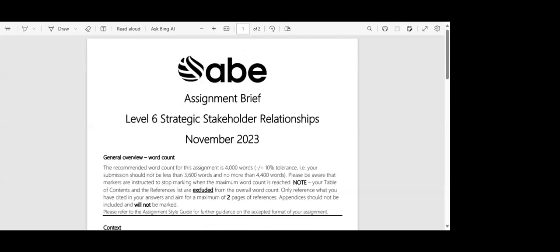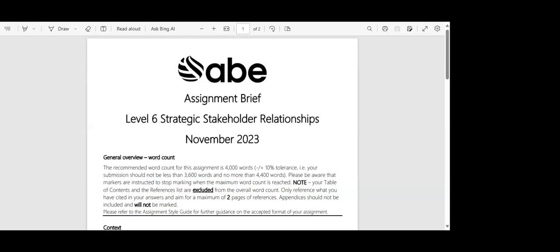So this is your paper. Earlier it was 3,000 words, but this time they have increased it. Your recommended word count for this assignment is 4,000 words, limited to between 3,600 and 4,400 words. So it cannot be less than 3,600 words or more than 4,400 words. Please be aware that markers are instructed to stop marking when the maximum word count is reached. If it is above 4,400, they will stop marking. Means if you added valid points after that, they won't take it.